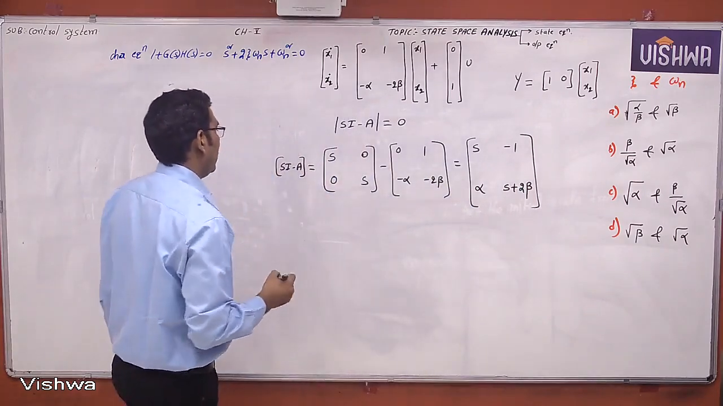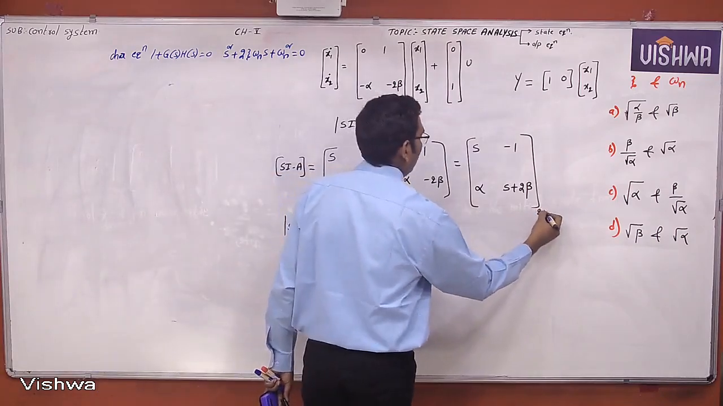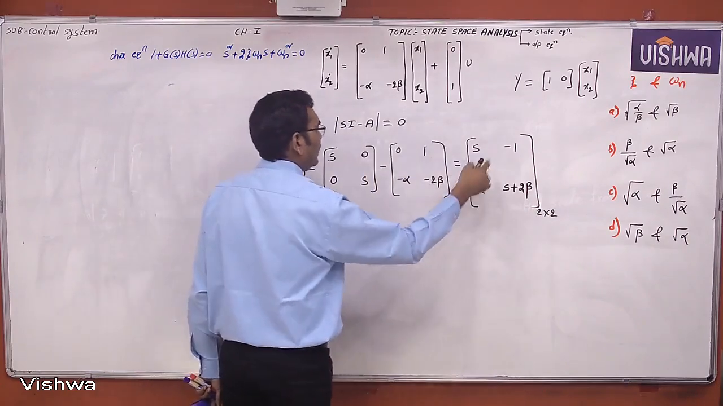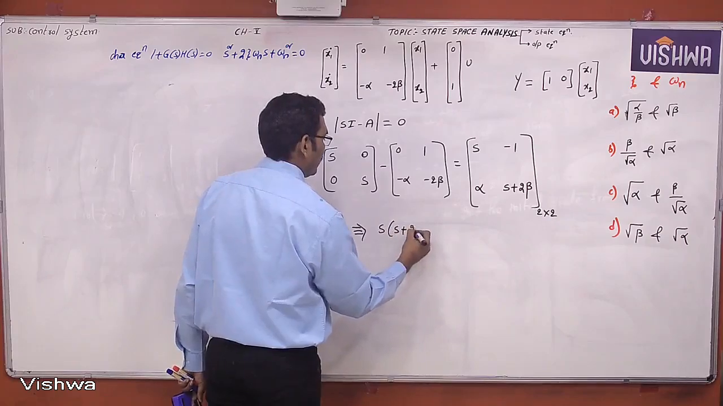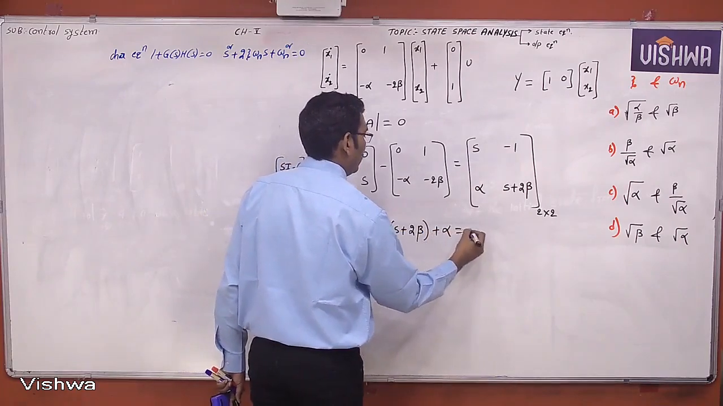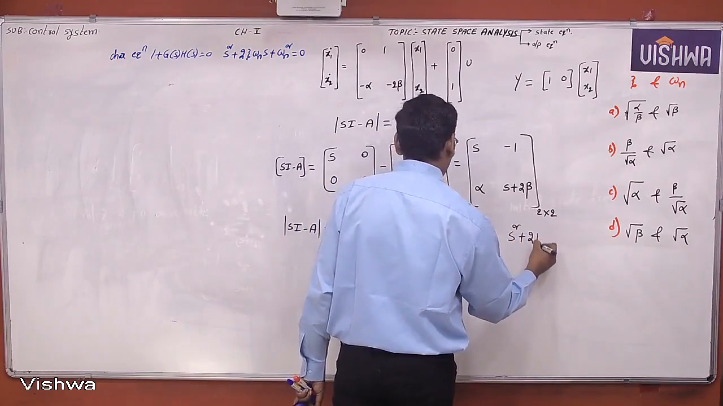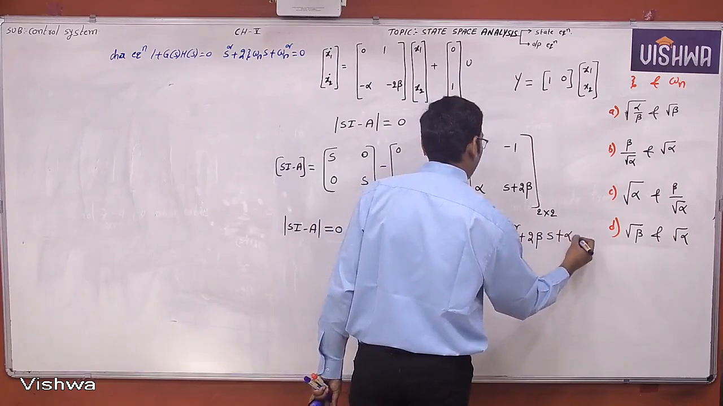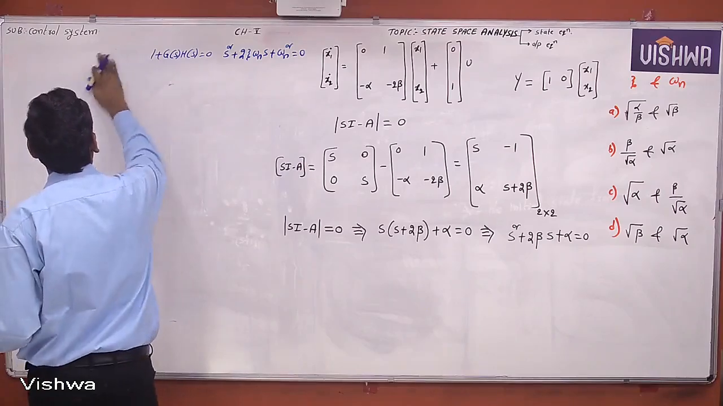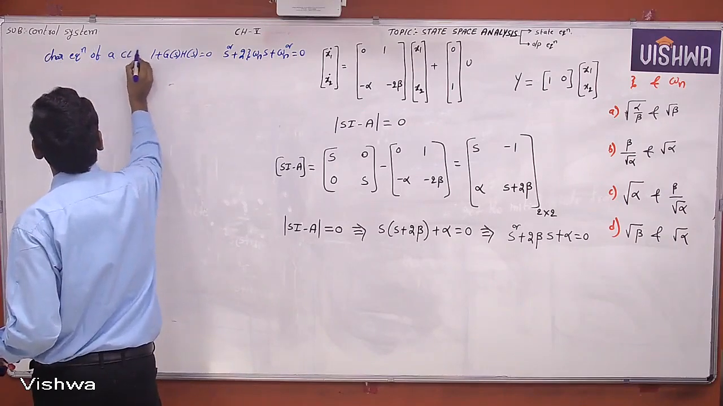Now this is sI minus A. Now determinant of sI minus A. This is a 2 by 2 matrix, so what is the determinant? Determinant of sI minus A equal to 0. Therefore AD minus BC: s into s plus 2 beta, minus BC, which is plus alpha, equal to 0. Therefore s square plus 2 beta s plus alpha equal to 0. This is the characteristic equation of a closed loop control system.